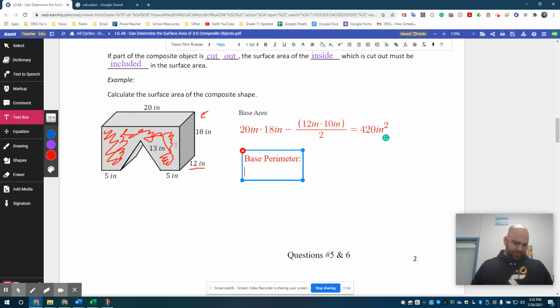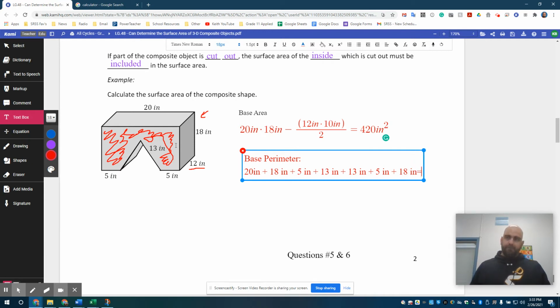The base perimeter is going to be 20 inches plus 18 inches plus 5 inches plus 13 inches plus 13 inches plus 5 inches plus 18 inches. And that's going to equal a total of 20 plus 18 plus 5 plus 13 plus 13 plus 5 plus 18. I've just gone around the corners. So I start with 20, 18, 5, 13, 13, 5, 18. That gives us 92 inches. So that's our base perimeter.